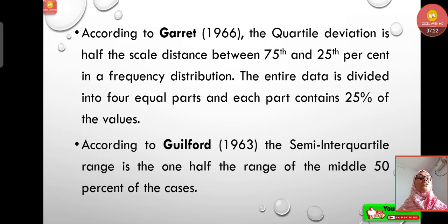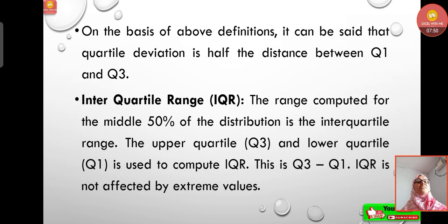According to Garrett, the quartile deviation is half the scale distance between the 75th and 25th percentiles in a frequency distribution. The entire data is divided into 4 equal parts and each part contains 25% of the values. According to Guilford, the semi-interquartile range is half the range of the middle 50% of the cases. On the basis of the above definitions, we can say that quartile deviation is half the distance between Q1 and Q3. That is the interquartile range, IQR.